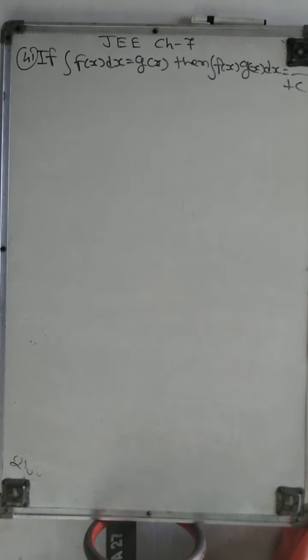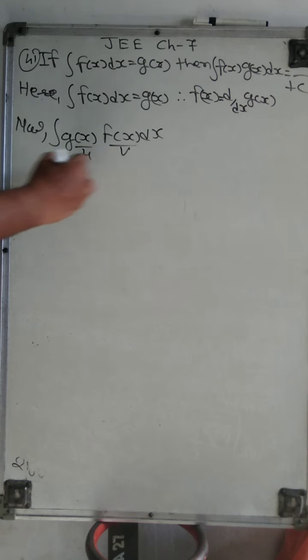Okay, 41. If integration fx dx is equal to gx, then what is integration fx gx dx equal to? So here first of all, integration fx dx is equal to gx. It means fx equals d upon dx of gx. Okay, means the derivative of gx is fx. So now we take integration gx fx dx. So now this is u and this is v.